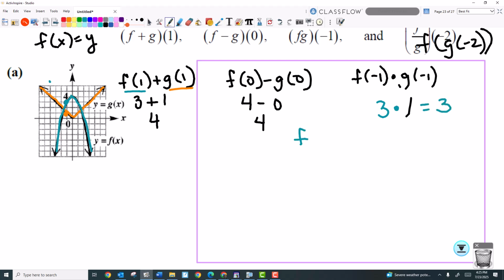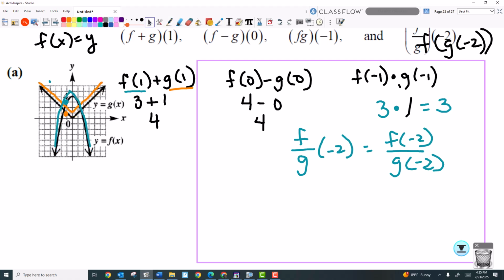And then f divided by g of -2, that is just f of -2 over g of -2. So we're going to -2 now. F of -2 is 2. Nope, that's g. Dang it. F of -2 is 0. I'm sorry. F of -2 is 0 over g of -2 is 2. 0 divided by 2 is 0. Whew, that one was rough.